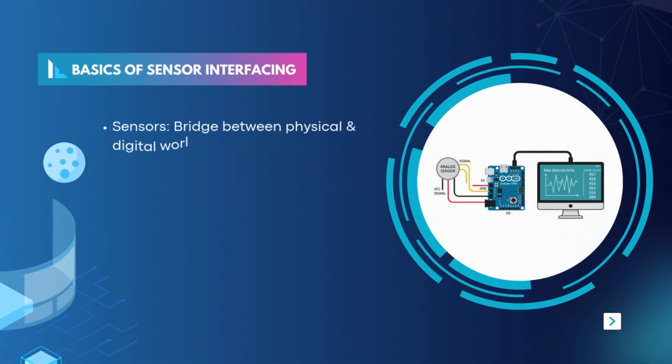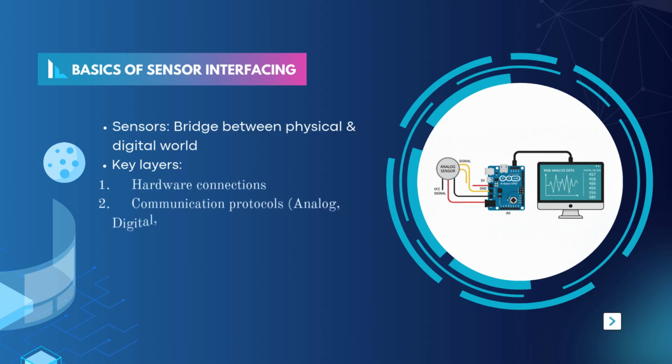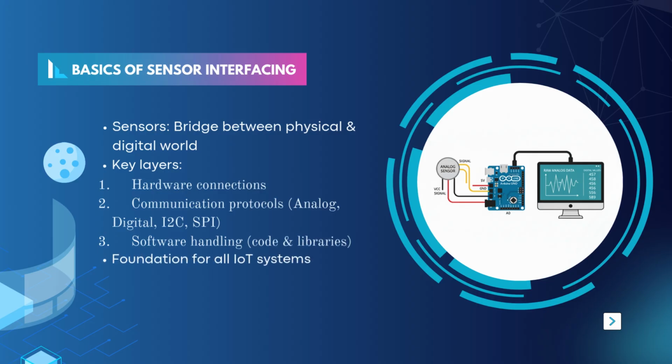Interfacing means creating a bridge between the physical world and the digital system. On one side, we have sensors that measure physical parameters, like temperature, humidity, or motion. On the other side, we have a microcontroller that reads, processes, and acts on that information.